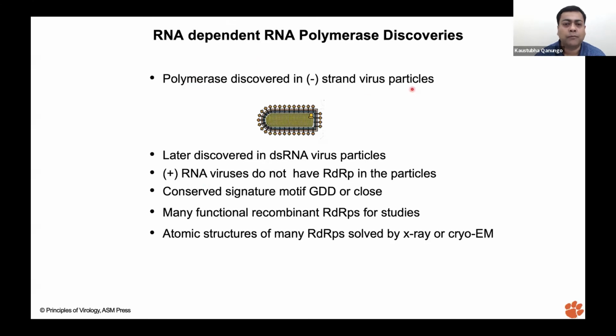Whereas for the minus sense RNA virus or the double-stranded RNA virus, these are not mRNAs, and that's why they need to have the RNA polymerase present in the particle, and bring it to the cell to initiate mRNA synthesis. You cannot translate these RNAs into proteins.